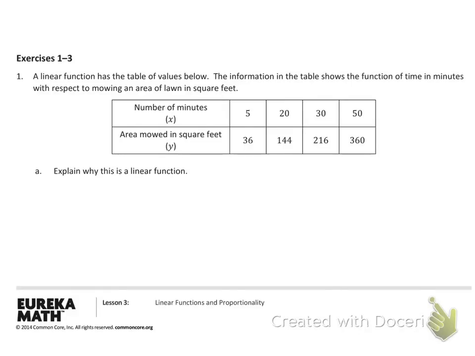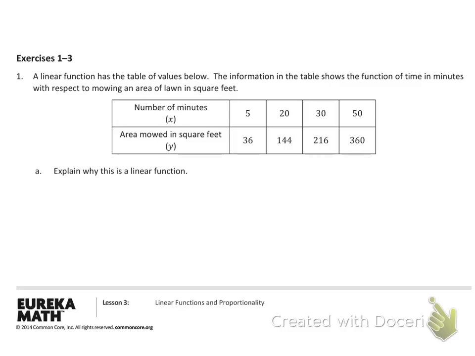Okay, so a linear function has the table of values below. The information in the table shows the function of time in minutes with respect to mowing an area of lawn in square feet. So we want to explain why this is a linear function.